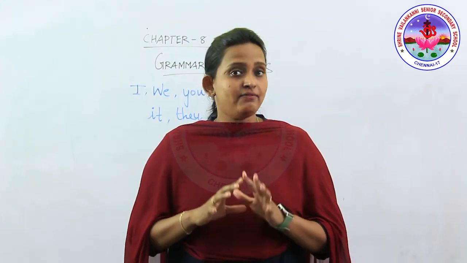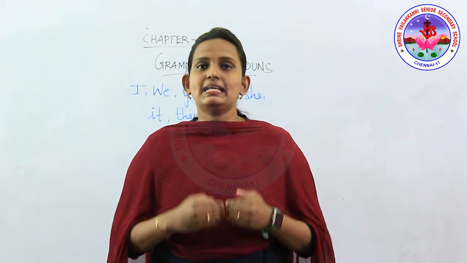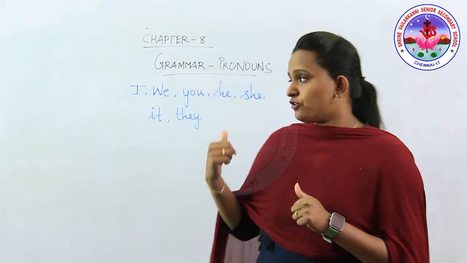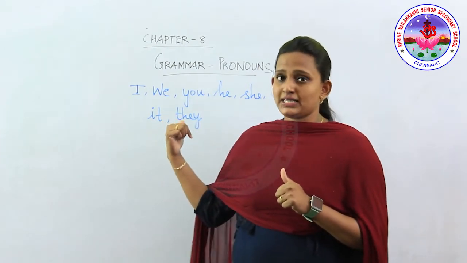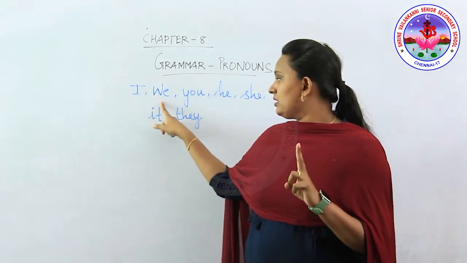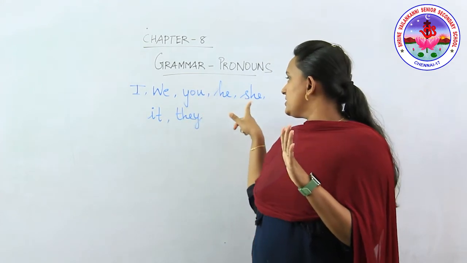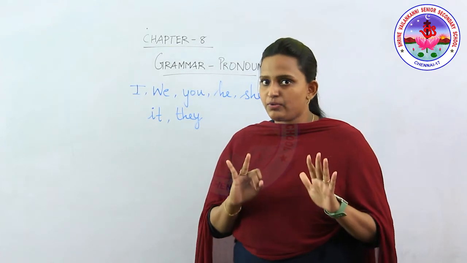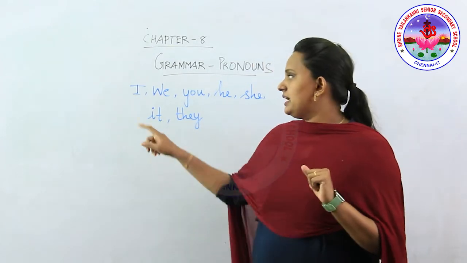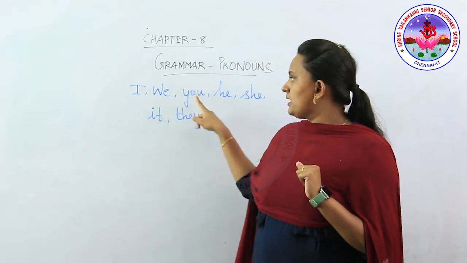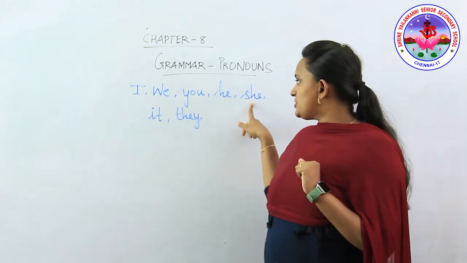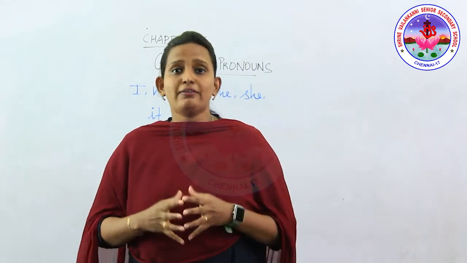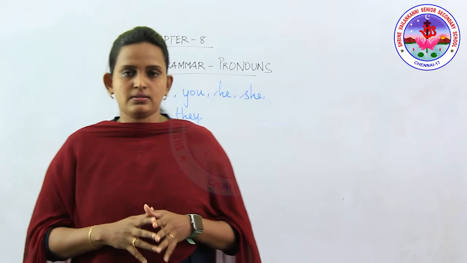So totally we have 12 pronouns, out of which in grade 1 you'll be seeing only about 7. These are the list of pronouns we are going to see today: I, we, you, he, she, it and they. So totally you're going to see 7 pronouns today. Once again I'll repeat it: I, we, you, he, she, it and they. Now we'll see where you have to use all these 7 pronouns.